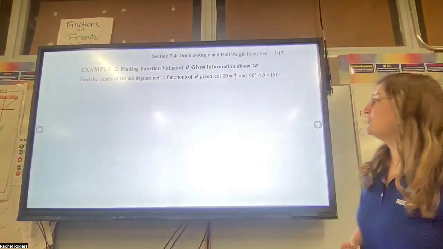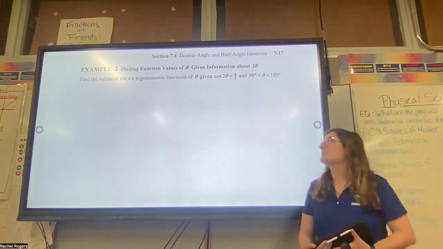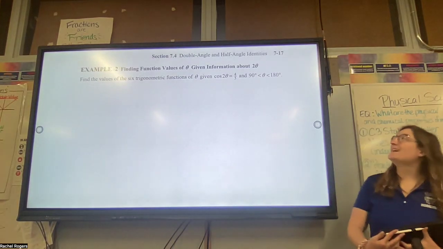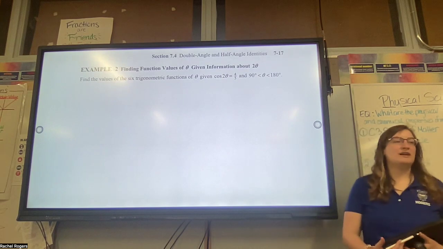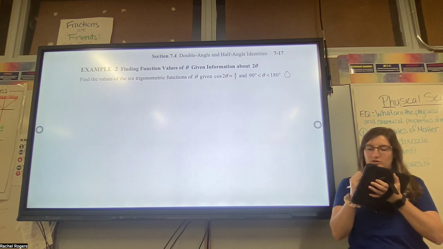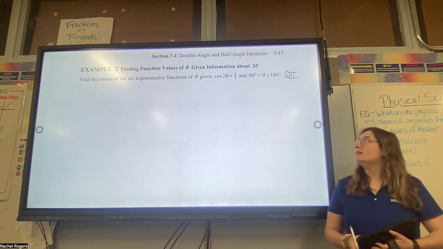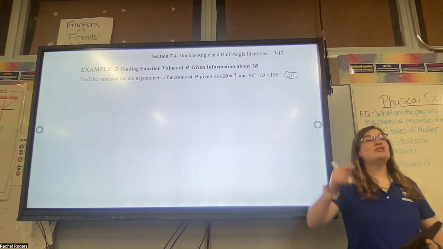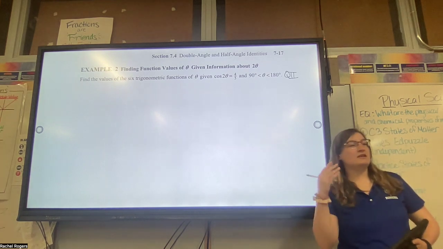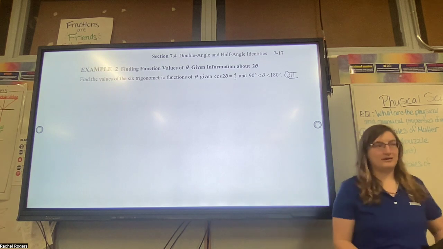All right, example 2, we want to find the values of these 6 trigonometric functions of theta, given that cosine of 2 theta is equal to 4/5, and theta is between 90 and 180. So what quadrant is it in? Quadrant 2. All right, this time we know cosine of 2 theta, and we're trying to find sine, cosine, tangent, cotangent, cosecant, secant of regular theta.